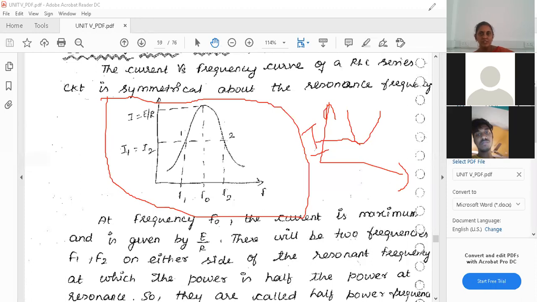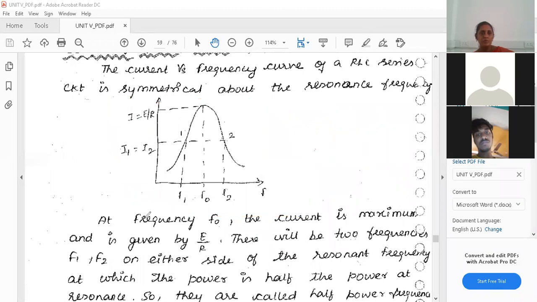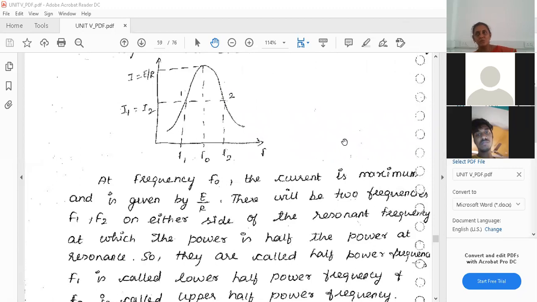So in the same way, from here you have to start. You have to explain the diagram. You have to explain what is F1, what is F2, why we call them half power frequencies. We call them half power frequencies because the power consumed at F1 and F2 will be half that of the power consumed at F0. So that's why we call it half power frequency.